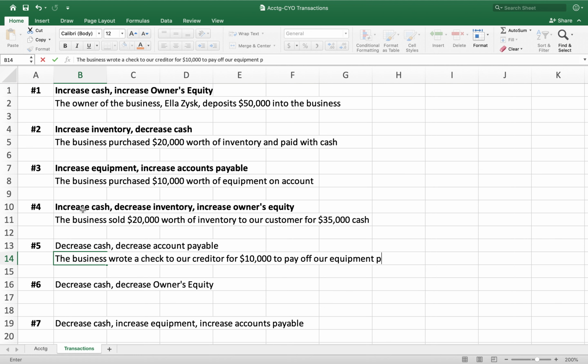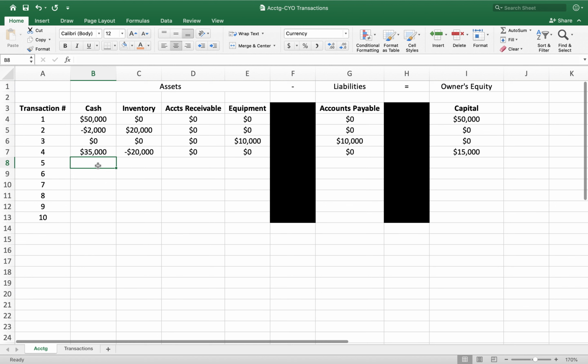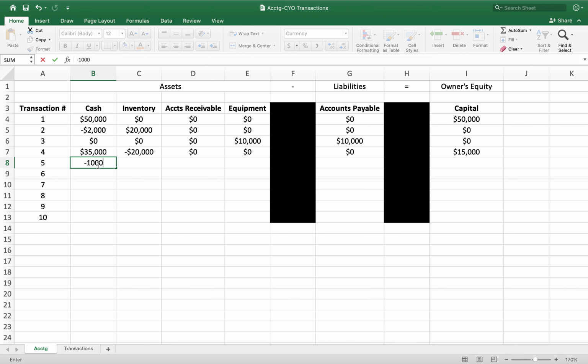Our equipment purchased in number 3. Okay, so that decreases cash, decreases accounts payable. We can do that. We are minus 10,000 cash, and we're paying down our debt. So our debt is back to 0. We don't owe anybody money.